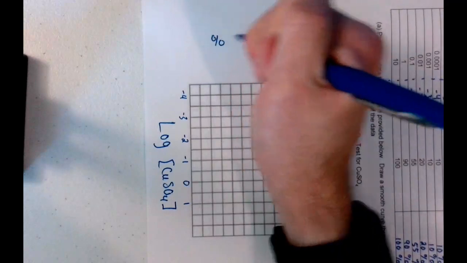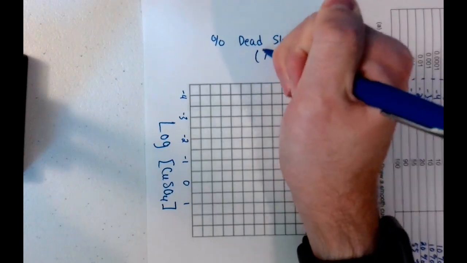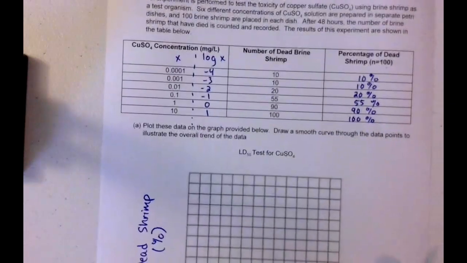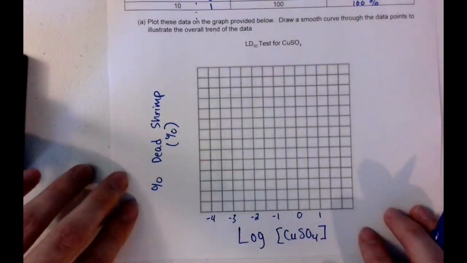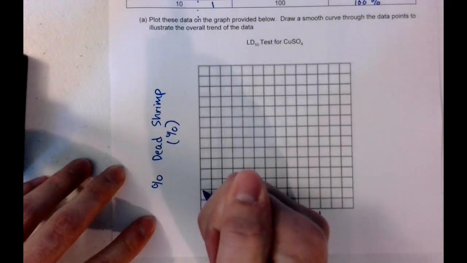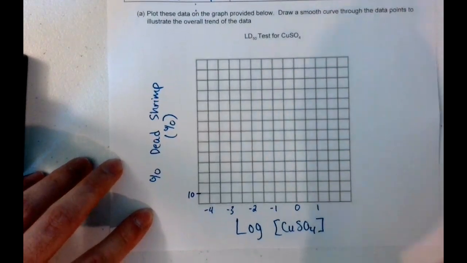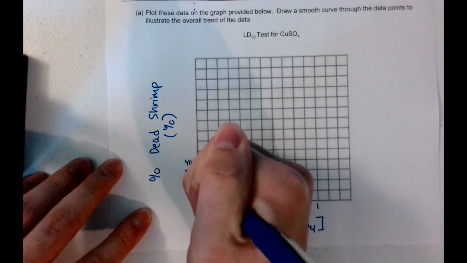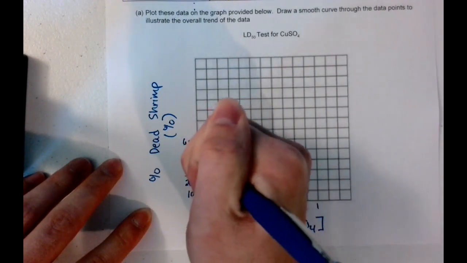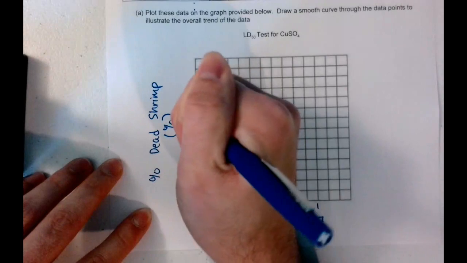All right, over here on the y-axis, I'm going to do the percentage of dead shrimp. This is a percentage. For this one, it goes from, it looks like, 10 all the way up to 100. So I'm just going to go up by 10s here. 10, 20, 30, 40, 50, 60, 70, 80, 90, 100.